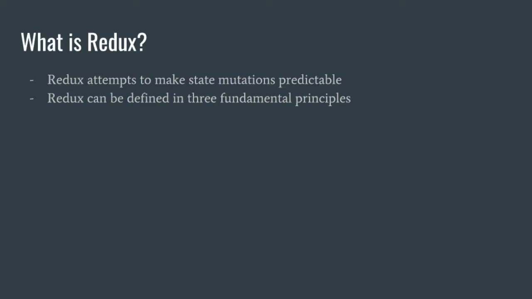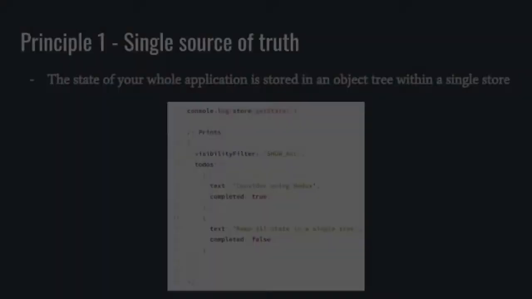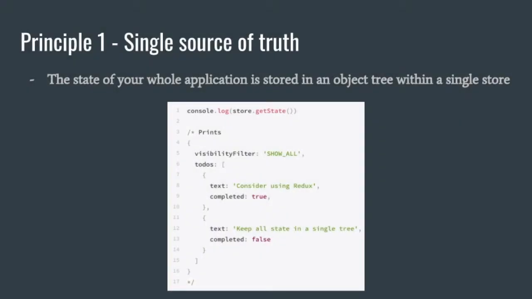Redux can be defined in three fundamental principles. Principle 1. Single source of truth. The state of your whole application is stored in an object tree within a single store. This makes it easy to create universal apps, as the state from your server can be serialized and hydrated into the client with no extra coding effort.